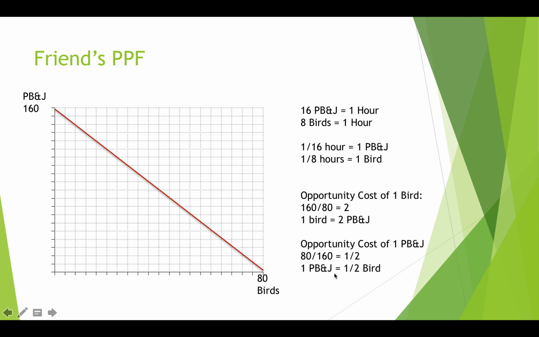of a bird. My friend's PPF, on the other hand: she can produce 16 peanut butter and jelly sandwiches in 1 hour and 8 birds in an hour. The opportunity cost of one bird for her is: one bird equals 2 peanut butter and jelly sandwiches. The opportunity cost of a peanut butter and jelly sandwich for her is: one peanut butter and jelly sandwich equals half a bird.